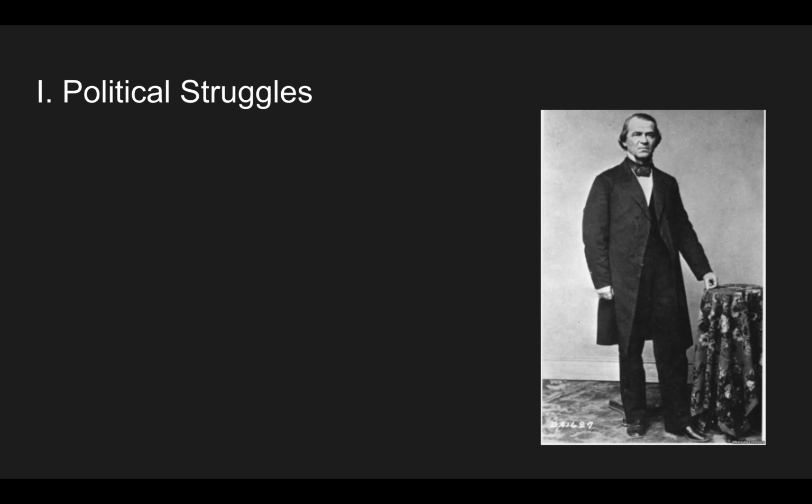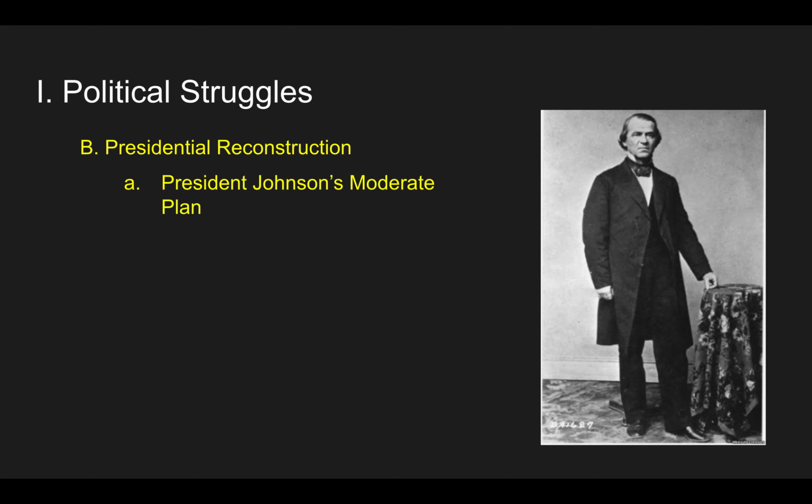Okay, still under Roman numeral 1, political changes. This is Andrew Johnson, the President of the United States during a portion of Reconstruction, and he took over for Abraham Lincoln after Lincoln was assassinated. B, presidential Reconstruction. So President Johnson's moderate plan. His plan was moderate. We're going to see that not everybody liked that it was moderate.